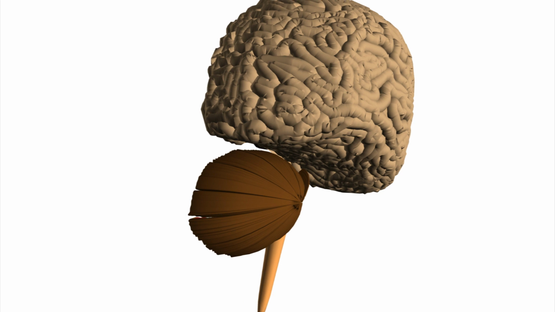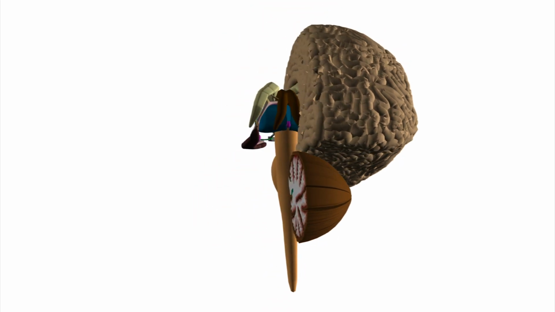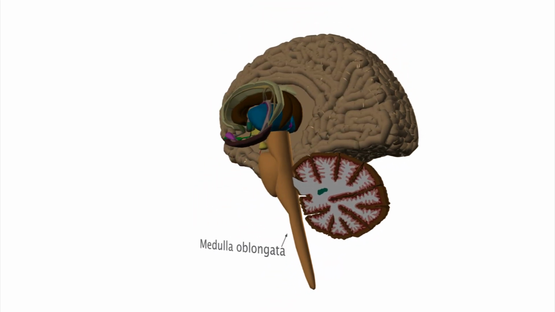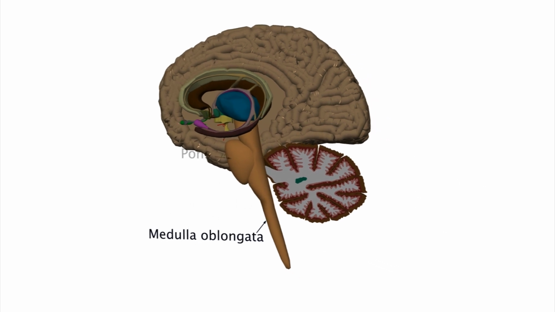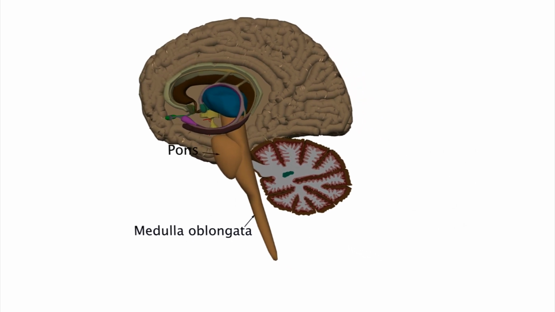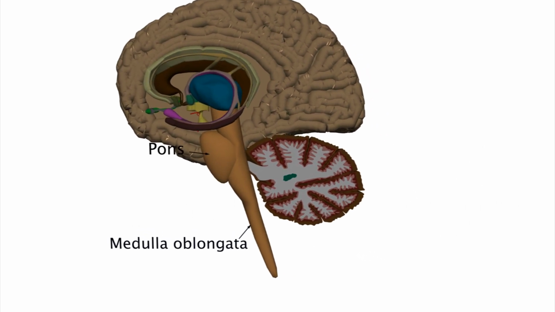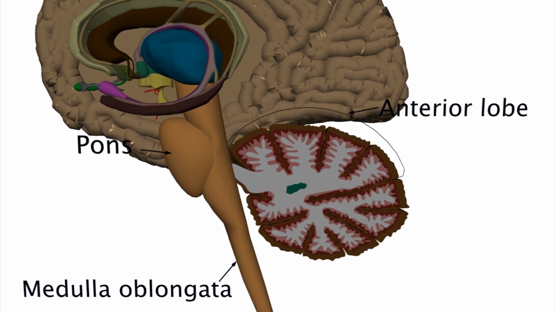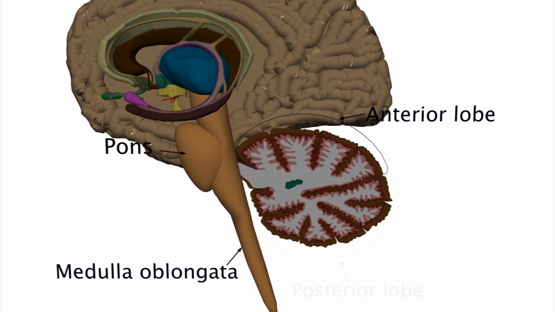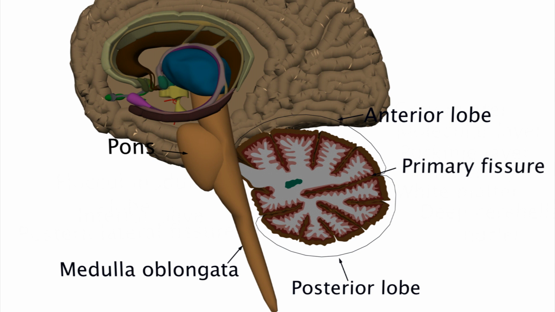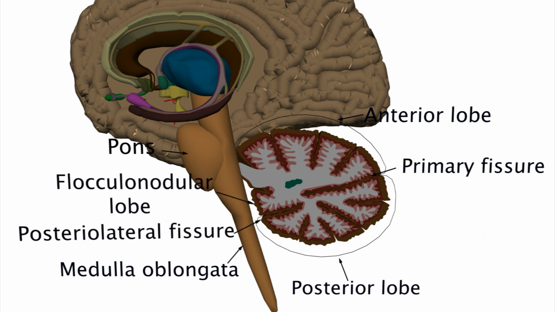The cerebellum is located at the base of the brain, dorsal to the medulla oblongata at the height of the pons. It is divided into 3 lobes. The anterior lobe, which is separated from the posterior lobe by the primary fissure, and the posterior lobe, which is separated from the flocculonodular lobe by the posterior lateral fissure.